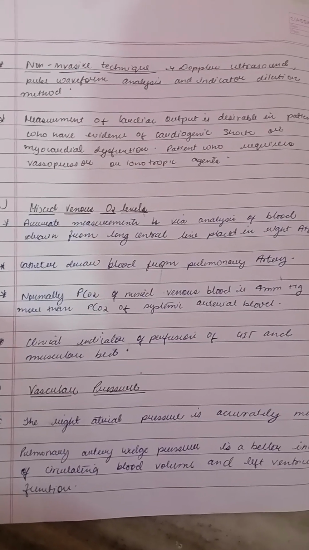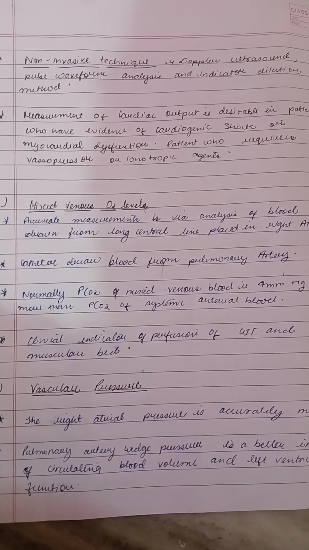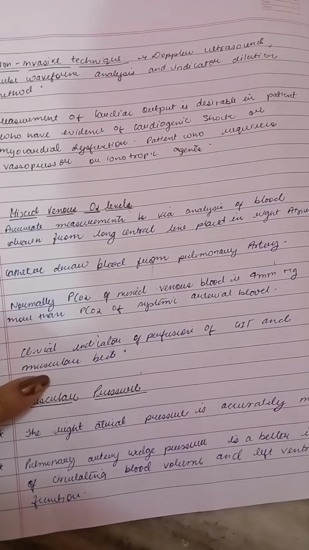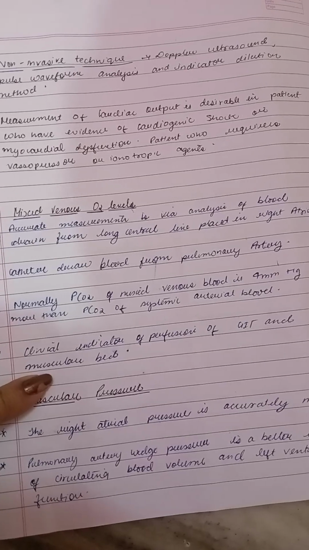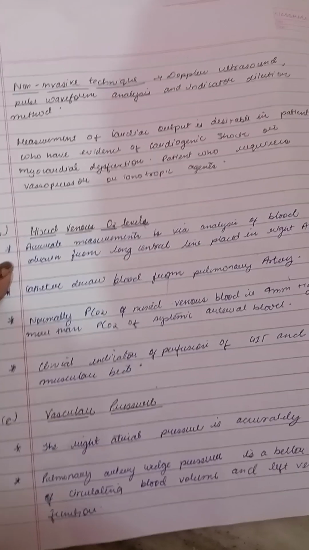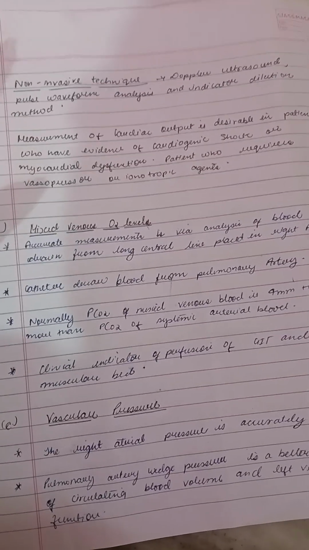Normally, the partial CO2 of mixed venous blood is 4 mmHg more than the partial CO2 of systemic arterial blood. This is the normal, okay? It is a clinical indicator of perfusion of GIT and muscular bed. This is all about mixed venous O2 level. Just remember it is done from the right atrium via the pulmonary artery catheter.